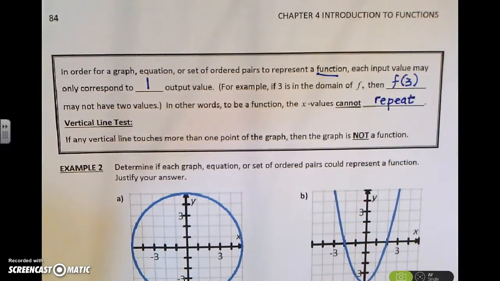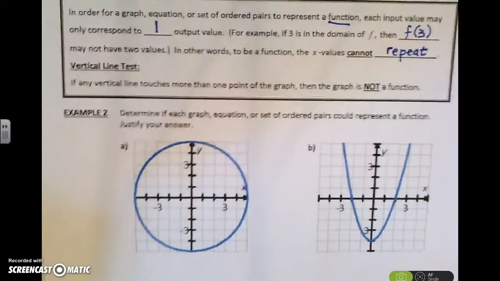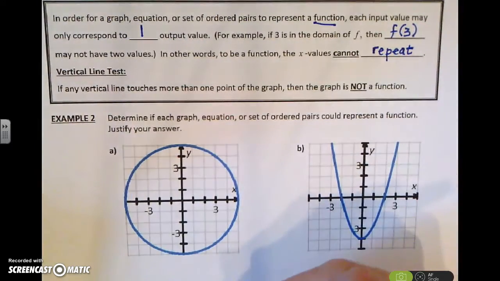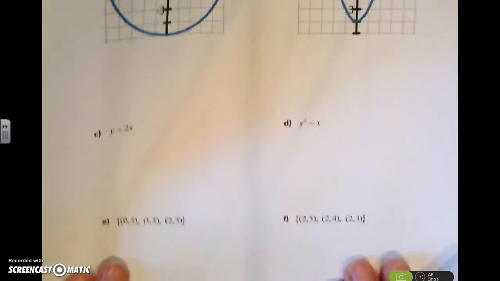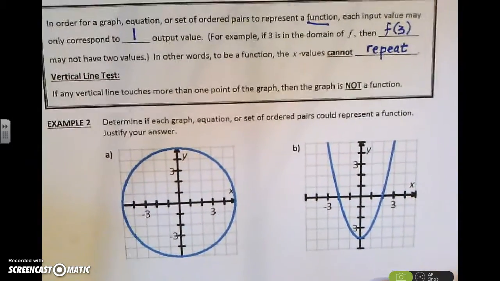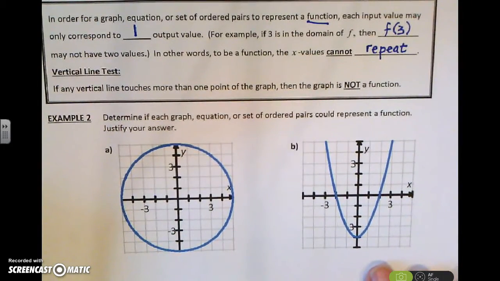In terms of graphs, we use the vertical line test, and I'll explain why this works in just a minute. If any vertical line touches more than one point of the graph, then the graph is not a function. A graph is a rule, an equation is a rule, and a list of ordered pairs down here is also a rule. If we have any rules, we can determine if that rule represents a function by asking if, for any input, there is more than one output.